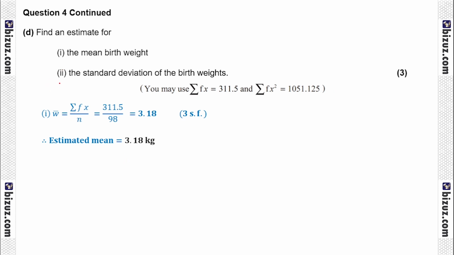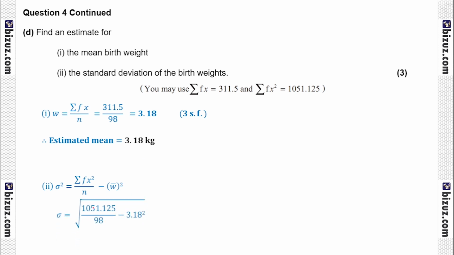Now, part 2 of D asks us to find the standard deviation of the birth weights. The standard deviation is sigma, and sigma squared, that is the variance, by the way, the square of the standard deviation, is equal to, and the way I like to remember this formula is it's the mean of your squares, so the sum of f times x squared divided by your total frequency n, minus the square of your mean. This one's pretty obvious to understand. It's the square of the mean that we previously found.